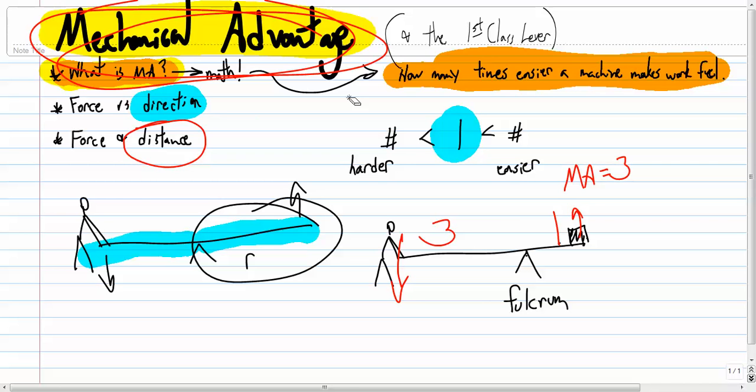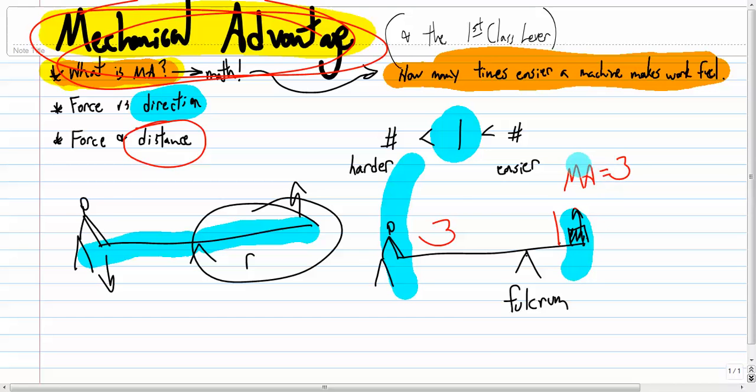Because if we look at the left end here, how far do you have to move the handle on this end? It can go this far. It can go pretty darn far. But how far does this end go? This end's really short, so it only moves a little bit.